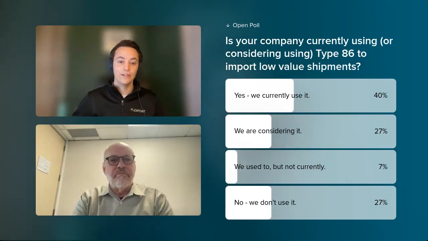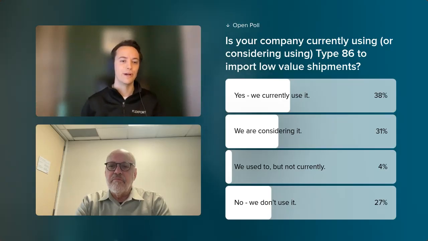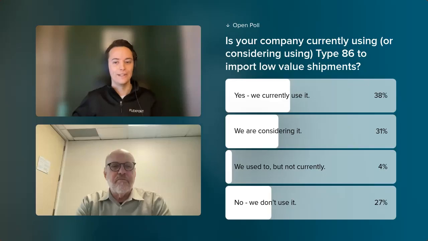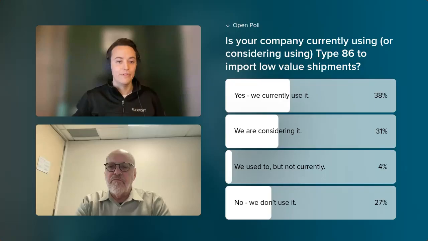Let's take a look at the results coming in. I think we want to find out how we can serve clients, and we're also interested in where the rest of the industry is at. For this first question, we have a bit of a split, almost three ways between yes, we currently use it, yes, we're considering it, and no, we don't. A few of them look like they may have shied away from it: we used to, but we're not currently using it. Some interesting results there.